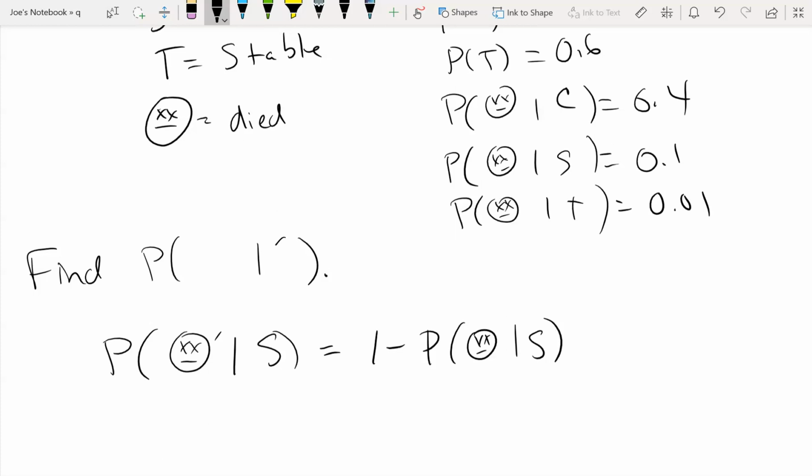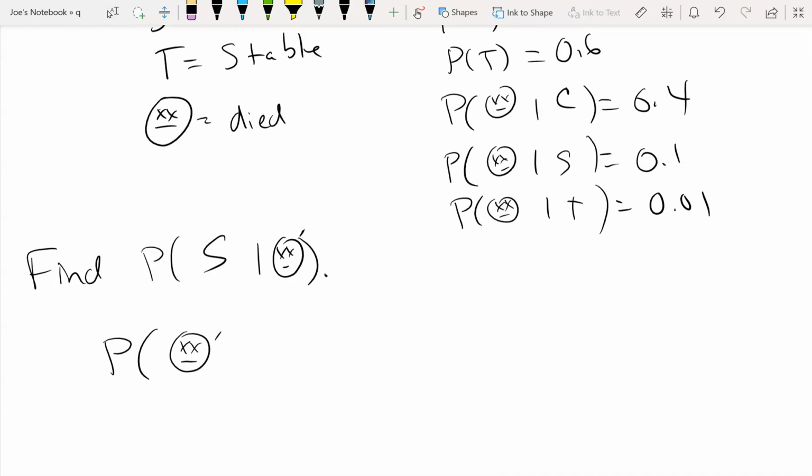Given that they survived, what was the probability they were stable? That's much better. Okay, so we have the original conditionals set up right. It was what we were actually trying to find that was backwards: given that they survived, what's the probability that they were stable? Okay, cool. There's a big difference.